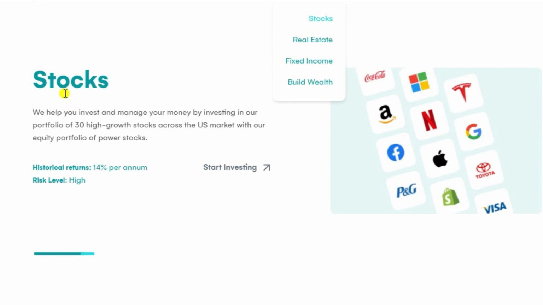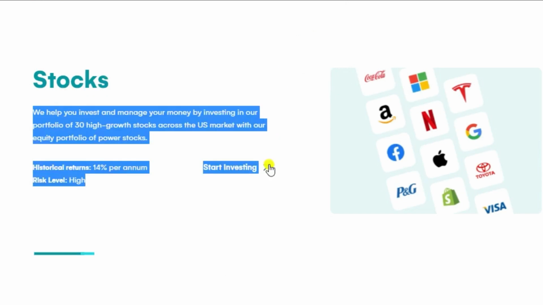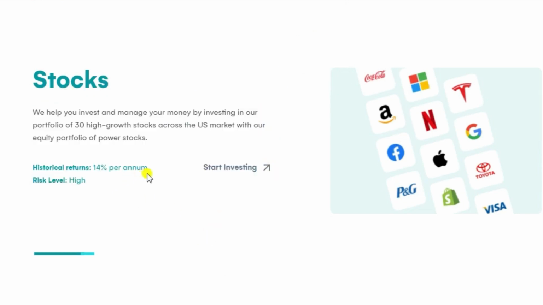Rise helps you to invest in the stock market, which yields high growth stock in the US markets. They have a historical annual return of 14% per annum. The risk level is very high. So if you're choosing to invest on the stock, just know that the risk is very high. I want to advise anyone who doesn't know anything about the stock market, you can still invest on the stock because the investment is not done by you, it's done by professionals who are working for Risevest.